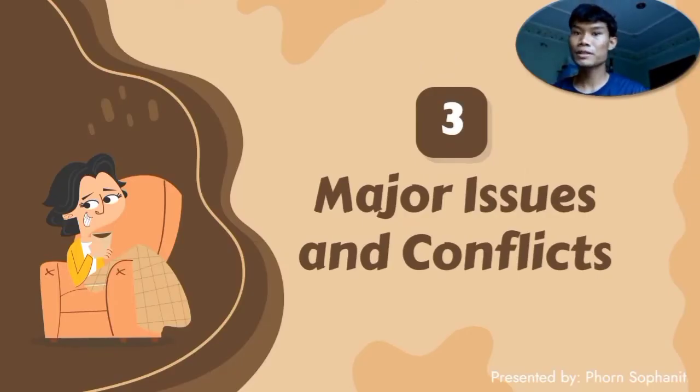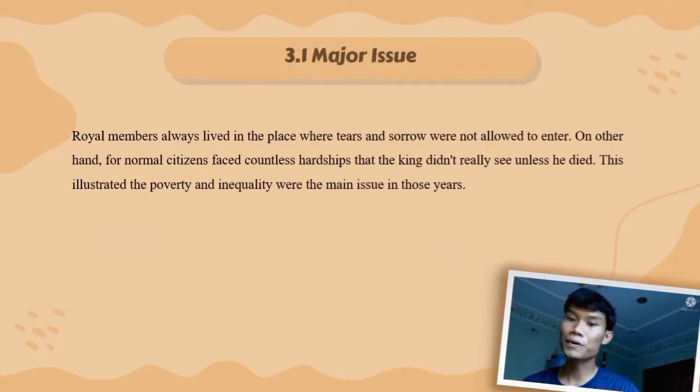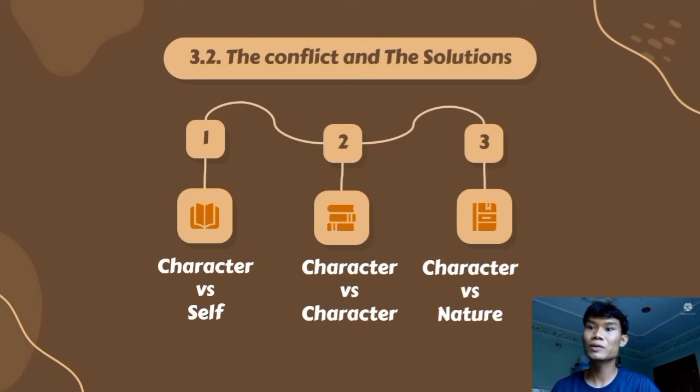Thank you, Sophea, for your presentation. Next, we have the major issues and the conflict in the story. Happy Prince, written by Oscar Wilde, illustrates the contrast between the royal family and normal citizens. Royal members always lived in the palace where tears and sorrow were not allowed to enter. On the other hand, normal citizens faced countless hardships that the king didn't really know until he died. This illustrated that poverty and inequality were the main issues in those years. Next, we have the conflicts and the solution.